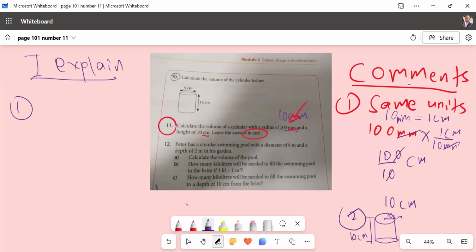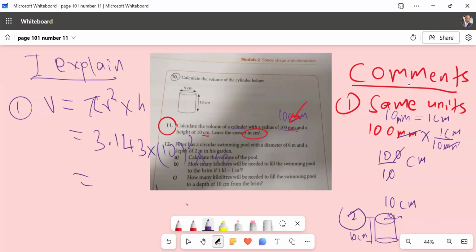So step 1, make sure that you write the correct formula. Here we're talking about a cylinder. Then the formula to calculate the volume of a cylinder is always given by pi r squared multiplied by h. The student needs to remember that the pi can be substituted by 3.143 multiplied by the r is 10 centimeter squared multiplied by the perpendicular height is given by 10 centimeter. It is here where you and I should use the calculator to get our answer.